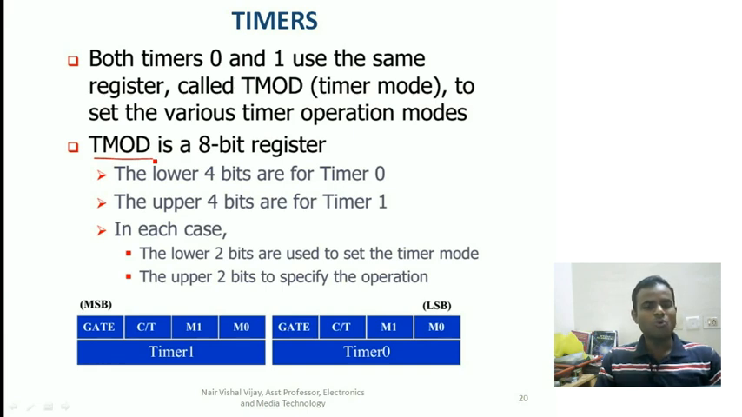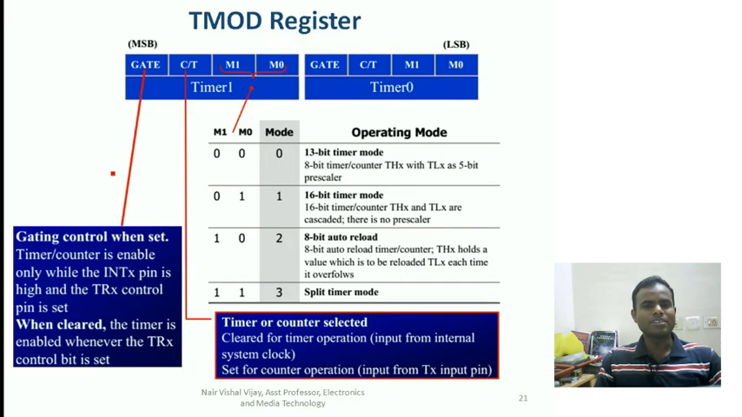Now there are four modes possible with the timer, that is mode 0, mode 1, mode 2 and mode 3. Which mode you are going to operate the timer in, and whether you are going to operate it in timer operation or counter operation, is decided by the TMOD register. So let's see in detail what the TMOD register is. As you can see, the TMOD register has two nibbles, the upper 4 bits and the lower 4 bits. The upper 4 bits are responsible for configuring timer 1 and the lower 4 bits are responsible for configuring timer 0.